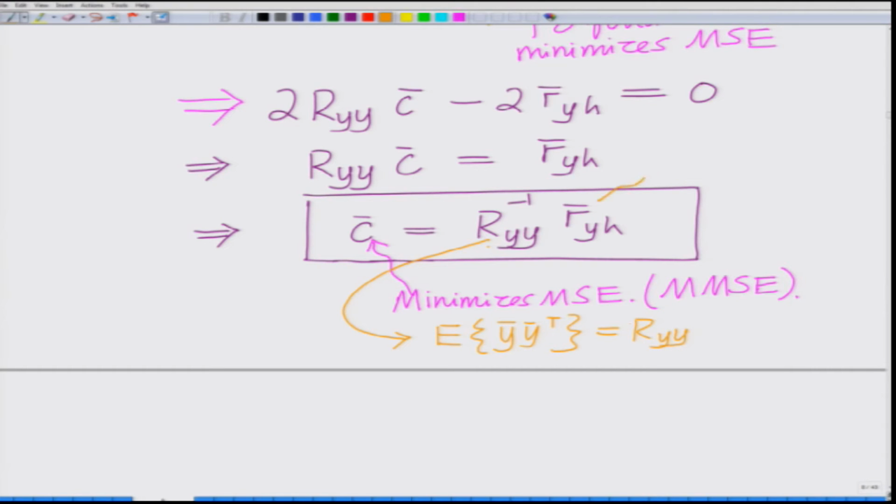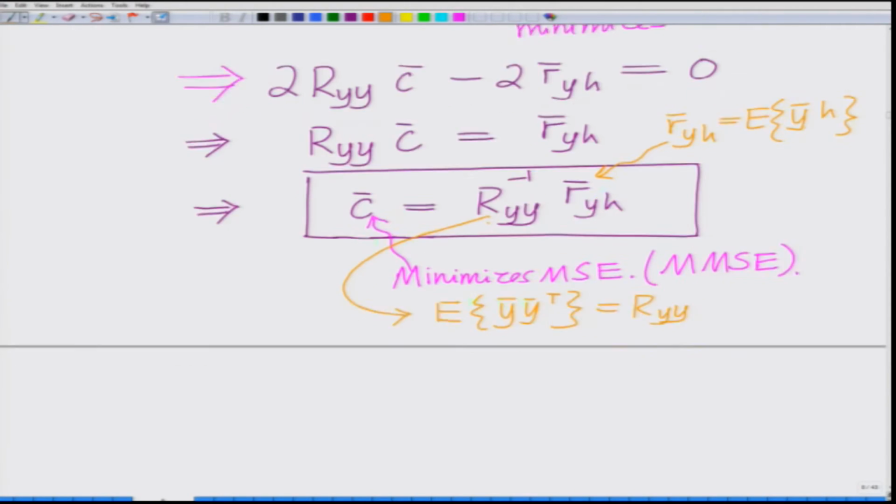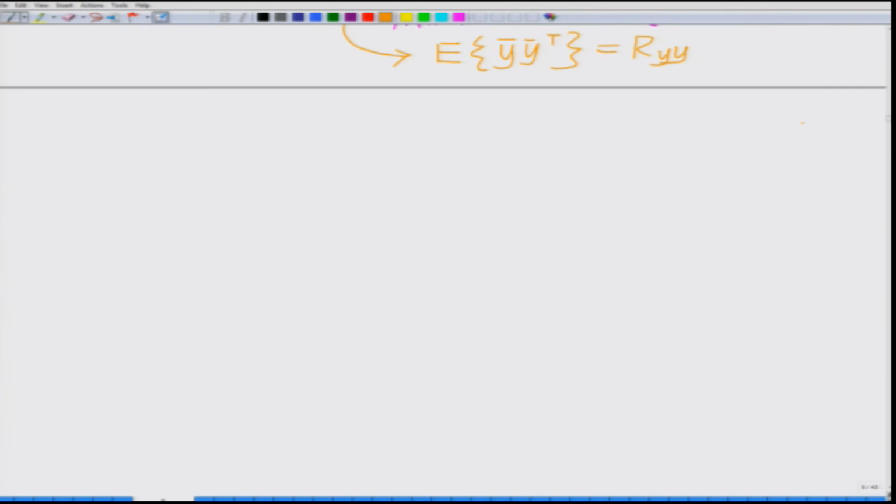R bar YH equals expected y bar into H, that is the cross covariance between the observation vector y bar and the parameter H, correct. And therefore, now what do we have? The optimal MMSE estimate H hat is C1 y1 plus C2 y2 plus so on Cn yn. This is the LMMSE estimate.